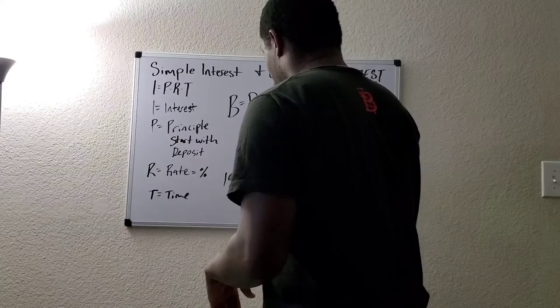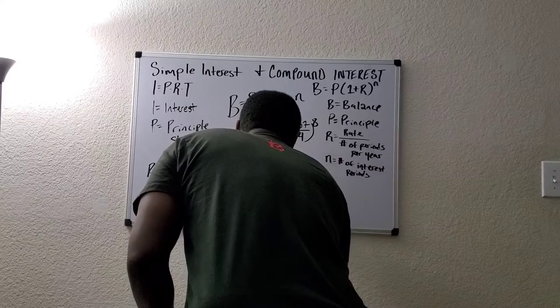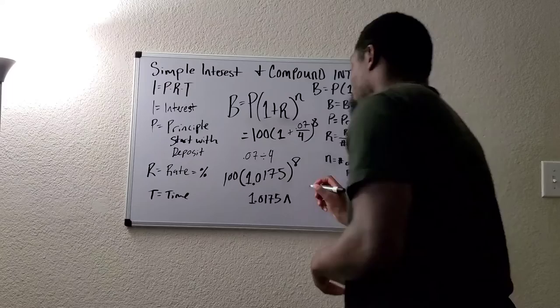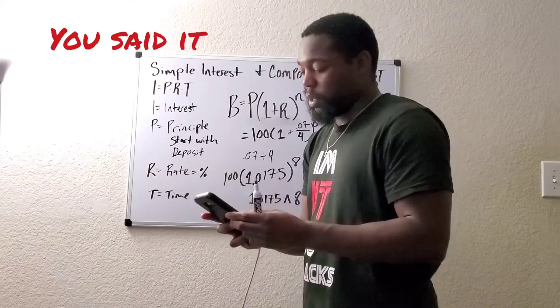So now I'm going to show you how I'm going to put this part right here onto the computer or into a calculator. I'm going to put that same number, that 1.0175, and I'm going to use this symbol right here. Look at your keyboard or look at your phone, and if you can find this on there, that and then an 8, right? And that's going to solve that part of that problem for us. And I know it's long, but if you don't have the right calculator to do it, then you're just going to be doing it wrong.